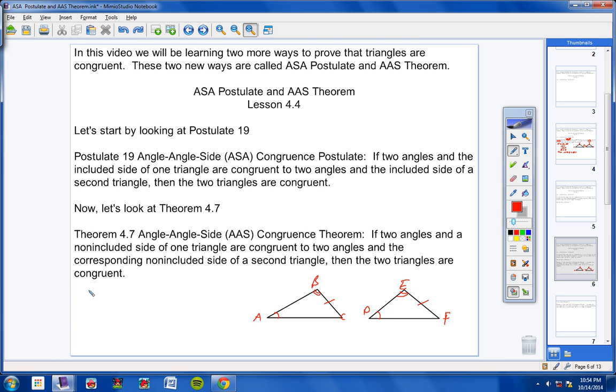So here we go. If, and I'm not going to put what I put the last time about if I have two triangles, we know that already. So I'm just going to put if angle A is congruent to angle D and angle B is congruent to angle E and BC is congruent to EF, then I can state triangle ABC is congruent to triangle DEF. Okay?